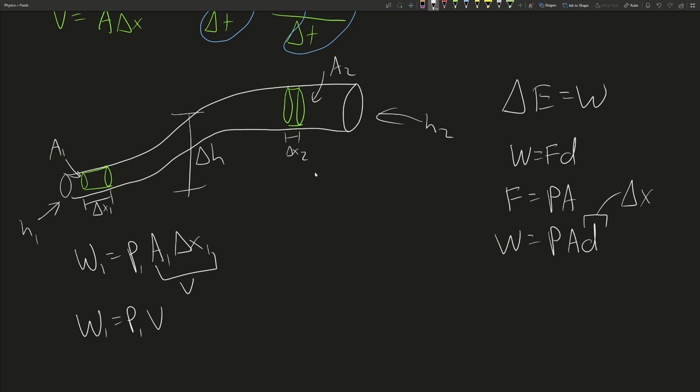And now the work on this side here, so work 2 is equal to the pressure on the output side times the area of the output side times the change in x of the output side. Now, this again we can write as volume. Since volume is conserved by the continuity equation, we know that these two are the same volume. So we write work 2 is equal to pressure 2 times the volume.